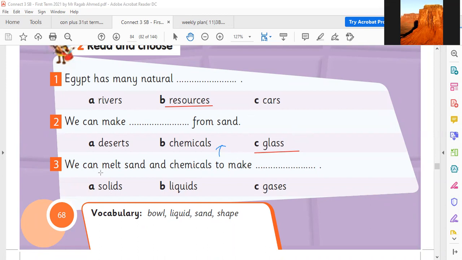Number 3. We can melt sand and the chemicals to make solids or liquids or gases. Gases. That's a good answer, but gases doesn't come from what? Liquids. That's right. This is the right answer. Liquids only. The answer is liquids only.